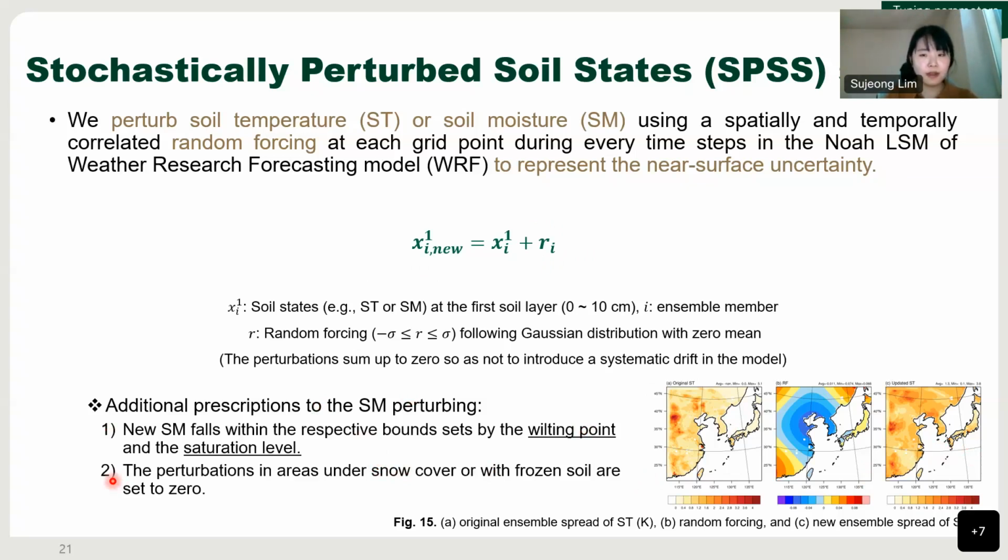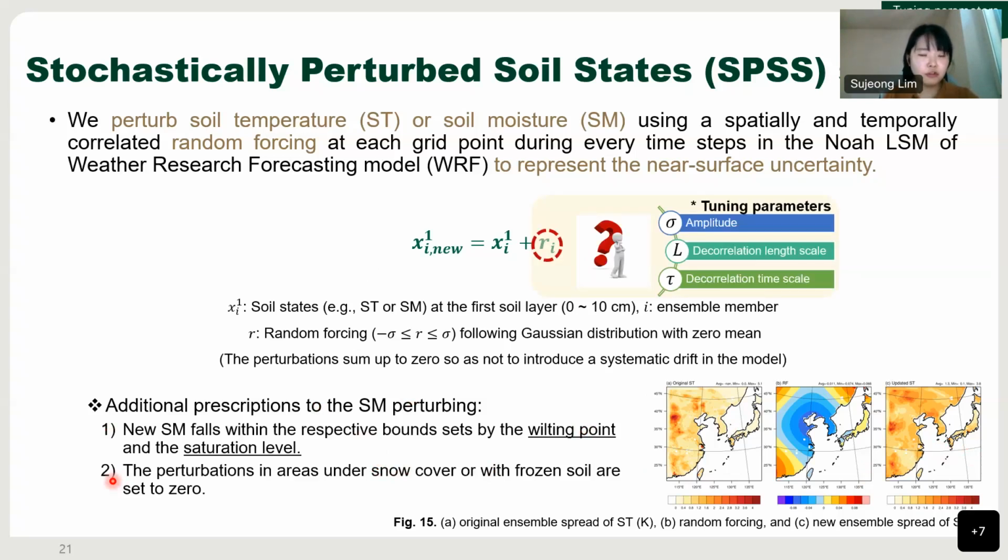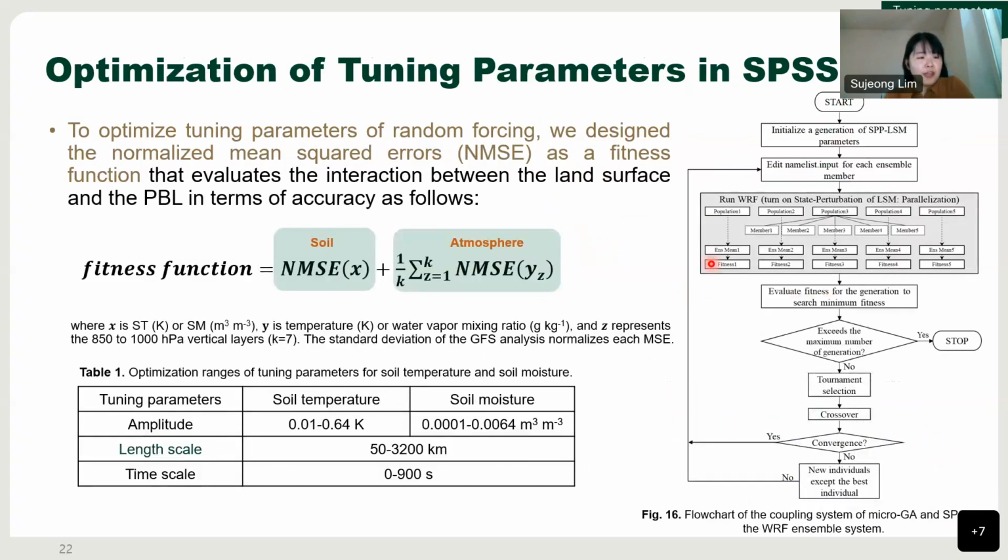In this method, the important thing is how to control the random forcing, because the random forcing is a tuning parameter which is a function of amplitude, decorrelation length scale, and time scale. There are typical scales for atmospheric perturbation, but they were not appropriate for soil states in our study. So we optimized the tuning parameters of random forcing using a coupled system of microGA and SPSS in the WRF ensemble system.